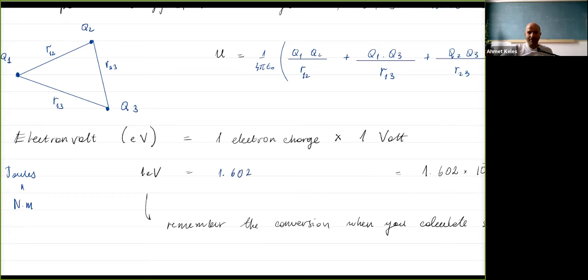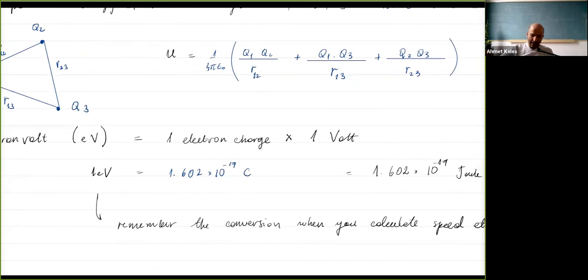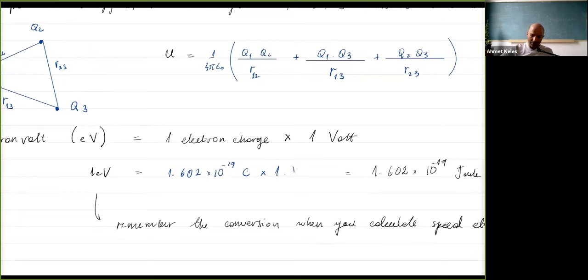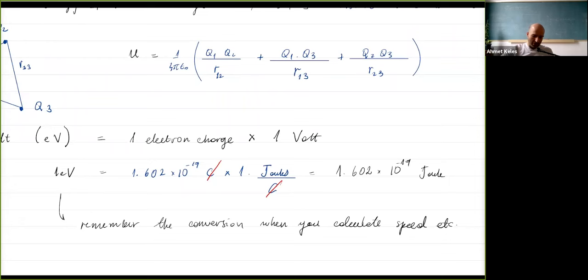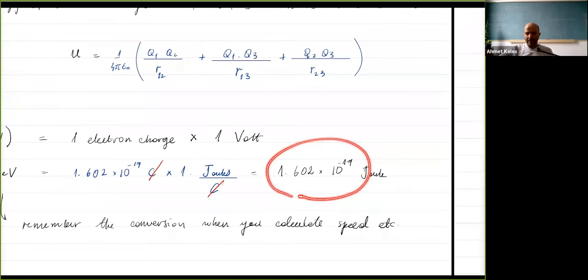Electron charge. Does anybody remember the electron charge? Yes, 1.602 times 10 to the minus 19 coulomb, and multiply this with 1 volt, and you have yourself what? 1 electron volt. But I want to check this is indeed joules, so I want to write volt in terms of what? In terms of joules per coulomb, right? That's the definition of volt. This is coulomb, and if you simplify, you get 1 electron volt is 1.602 times 10 to the minus 19 joules.